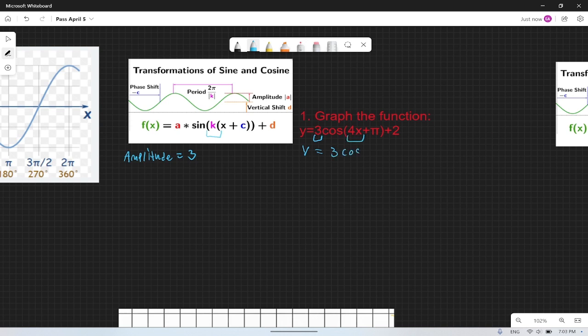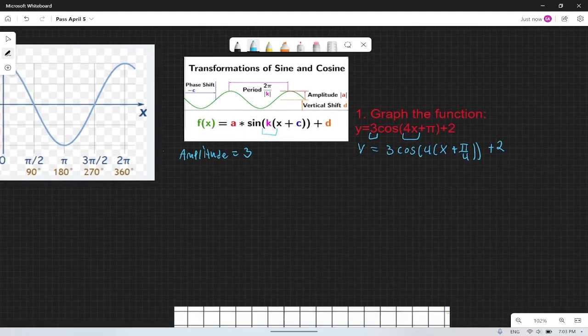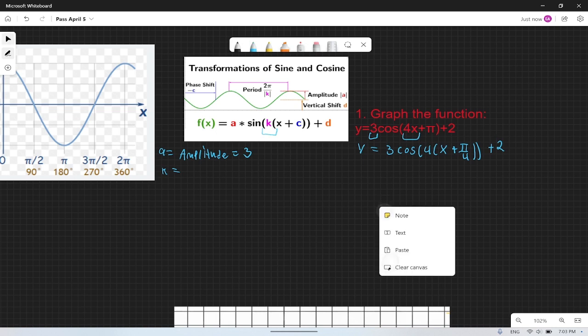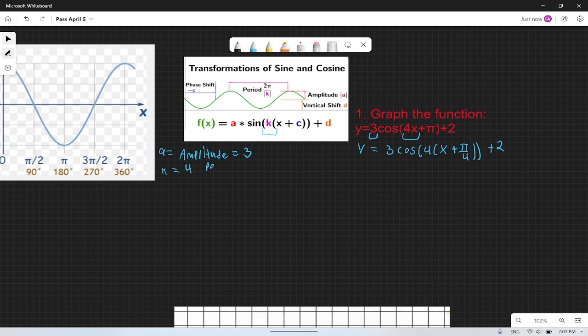So it'd be 3 cos(4(x + pi over 4)) + 2. So that means our k, you don't have to write these letters, it's a preference thing, k equals 4. So that means the period equals 2 pi over k, equals 2 pi over 4, which is pi over 2.